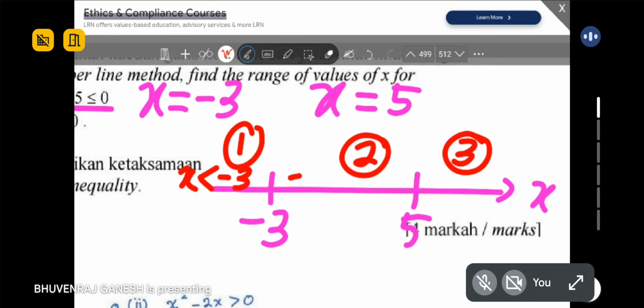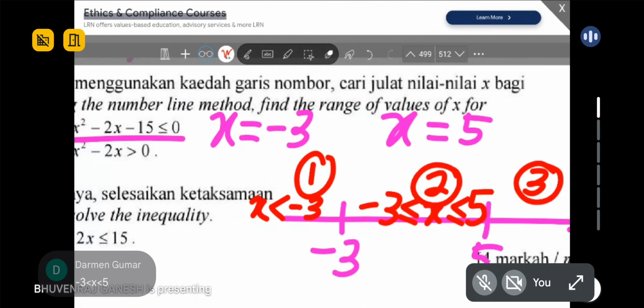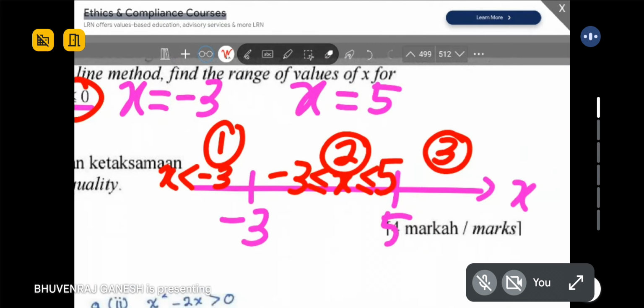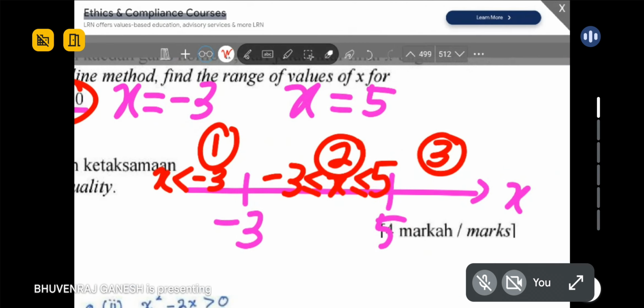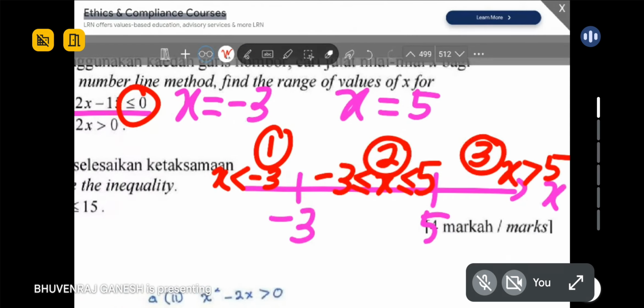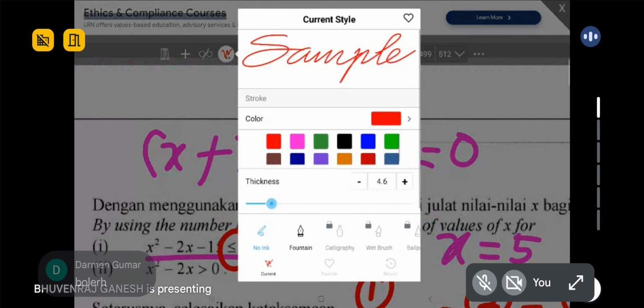Okay? So this one, -3 less than or equal to x, less than or equal to 5. This is your second inequality. Must have equal, because you see the question, they have the equal sign. So if the question has an equal sign, you must also put the equal sign. And then this one, x greater than 5. Okay, so far, all of you can follow?